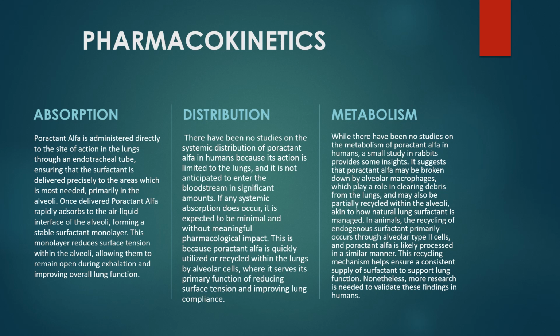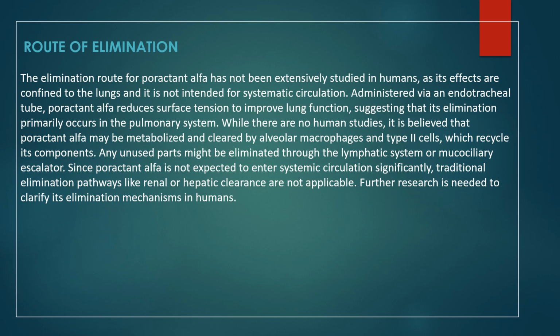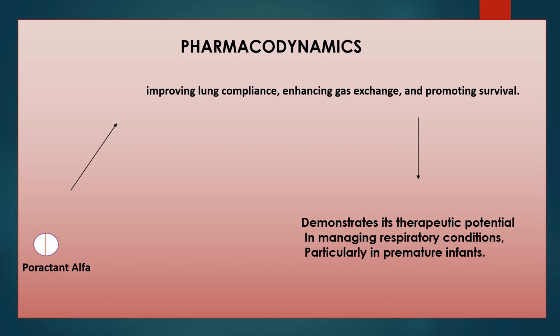The next one is metabolism. It is likely metabolized and recycled by lung cells. The next one is route of elimination. The elimination route for Poractant alpha has not been extensively studied in humans, as its effects are confined to the lungs and it is not intended for systemic circulation.